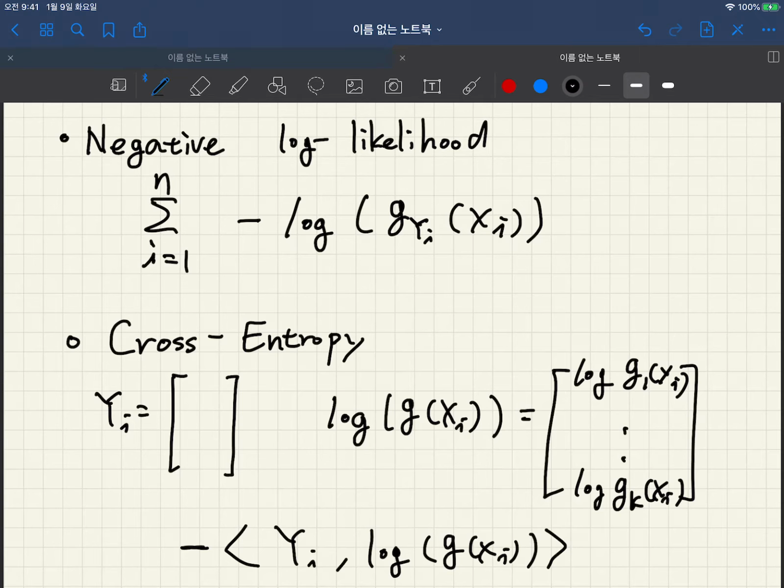Essentially, the cross entropy loss function is a more general loss function compared to the negative log likelihood. For instance, when you have a one-hot vector for the target yi, then cross entropy is exactly the same as the negative log likelihood. Okay, so cross entropy is the more general loss function.